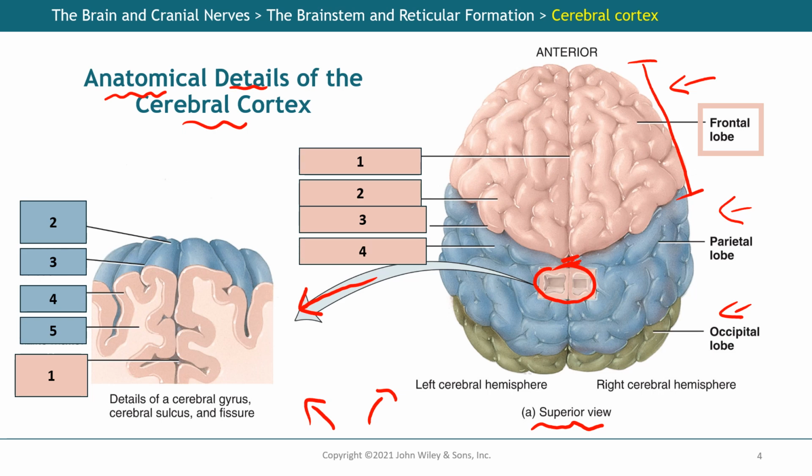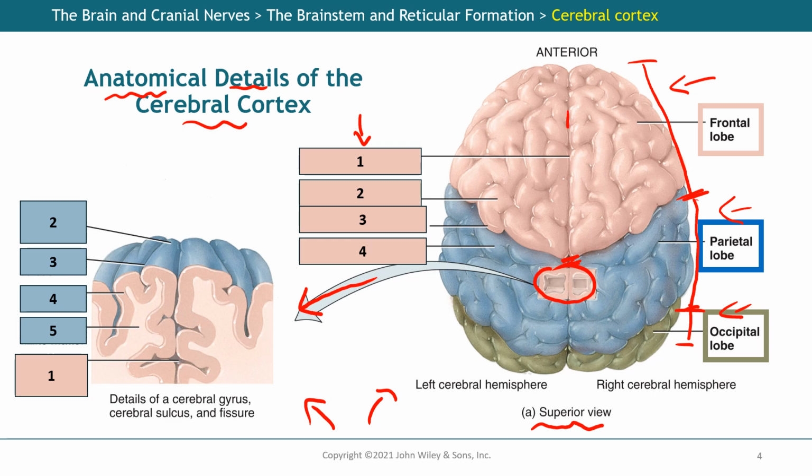And later we have the second region, the blue region, that is the parietal lobe. And finally, the last section is the occipital lobe, that is the one in green. Now let's see the different areas here, the different folds, how they are called.